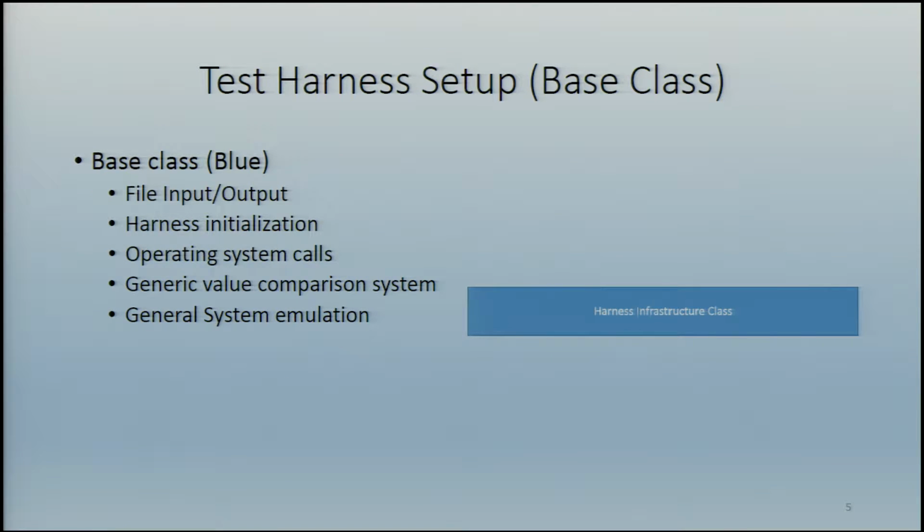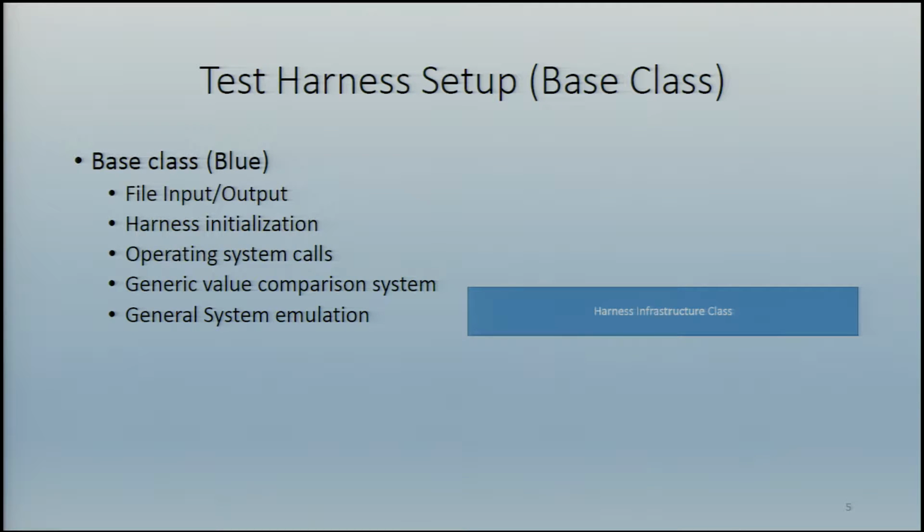So to go over the initial setup, we have a base class, which I consider the harness infrastructure class. This is the abstraction layer for the operating system. It provides a lot of our file input and output. It sets up the harness, such as registering all the different tests among each other. At this level, we make the operating system calls and configurations.